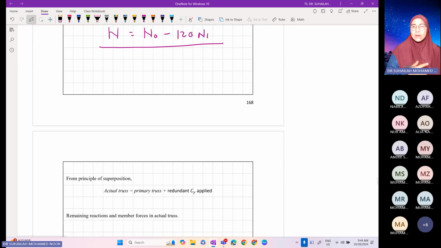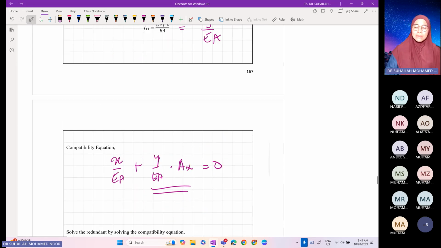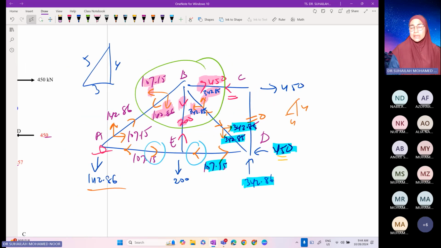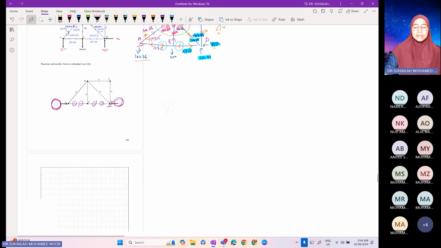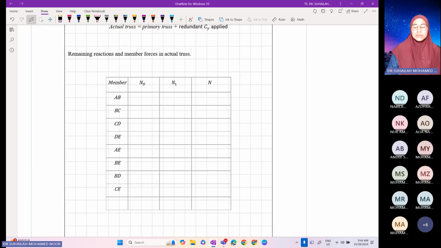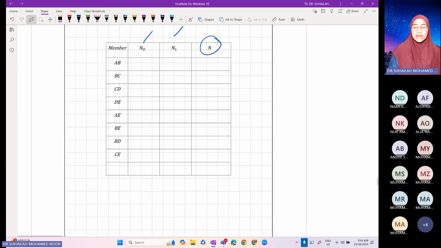So, kita tak payahlah ulang balik buat step ni tadi lepas dah dapat redundant. Kita just apply principle of superposition dan kita akan dapat directly N value. Jadilah kita dapat N not ni daripada primary thrust, redundant thrust. So guna formula tadi tu kita akan dapat N. So this is the N. The end of analysis for truss. Okay, so that is about truss analysis using flexibility method.